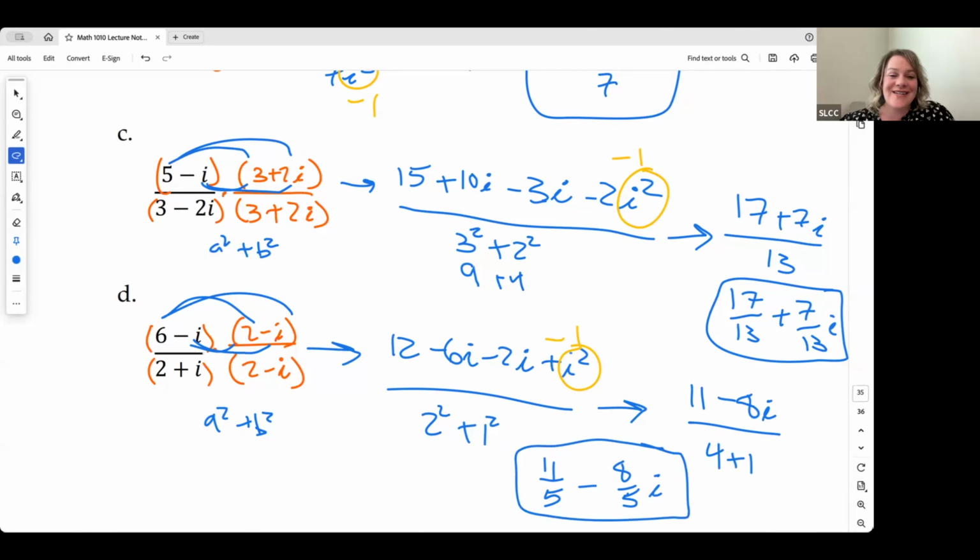Now you know all about complex numbers, how to add, subtract, multiply, and finally, what does it mean to divide? You're just cleaning up the denominator and making sure there are no imaginary numbers in the denominator.